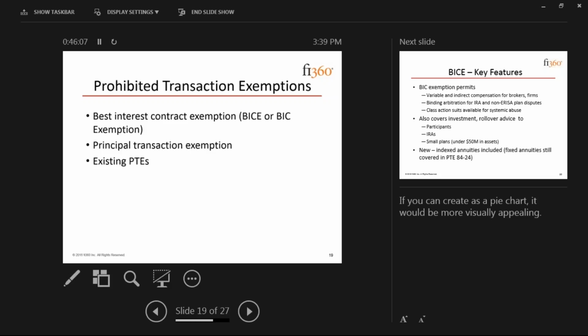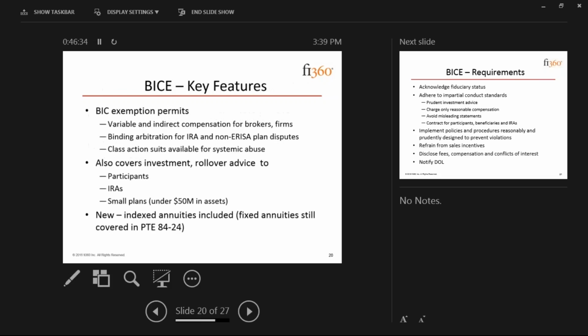What they did with this transaction exemption, along with the other ones that were already out there, was make sure that they were aligned as far as what had to be done and what the requirements were, that they were aligned with, or at least did not conflict with, the requirements in the BICE, or BIC exemption, that are specifically in this rule. Another existing PTE that I'll point to specifically is on the insurance side, and that's PTE 84-24, and I'll talk about that in just a minute.